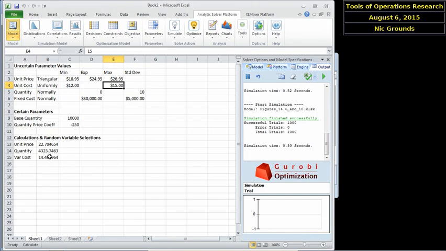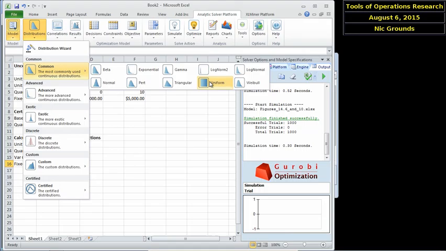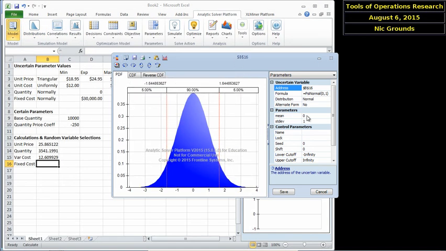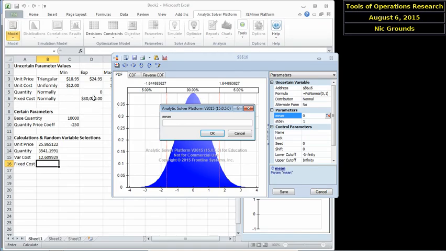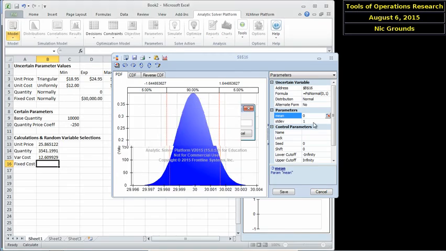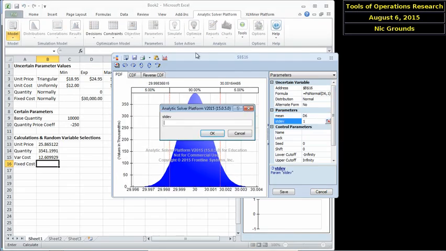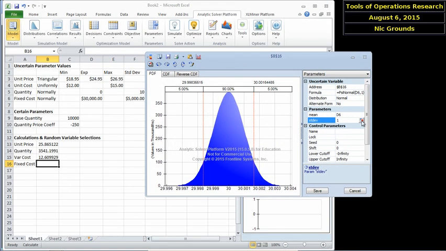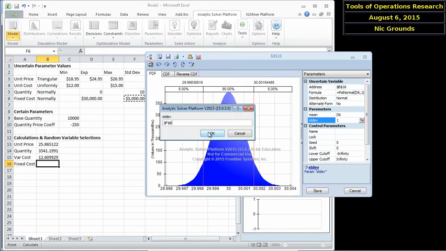So now we've selected that randomly, we've picked these values, and now we need to do fixed cost. Fixed cost is normally distributed. Let's use the button for that. Distributions, common, normal. And we'll select the mean as cell D6, the standard deviation as cell F6.